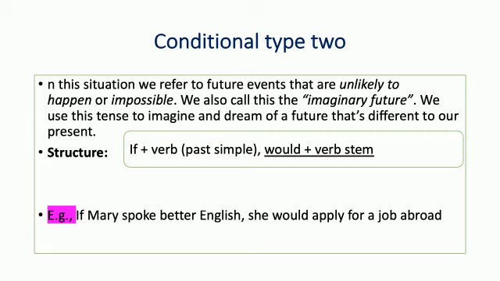This is the verb in the result clause. So here, if Mary spoke better English, it means Mary doesn't speak better English. This is only a dream or only an imaginary future. She would apply for a job abroad. Nice.